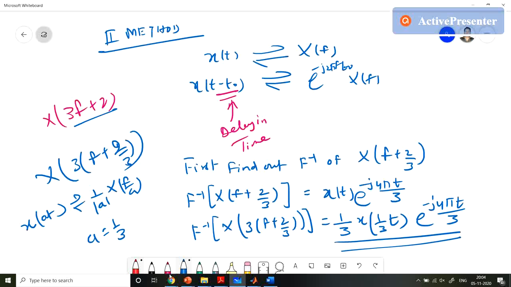And this answer exactly matches with the first answer that we got by using the first method. This is the same as the first method.